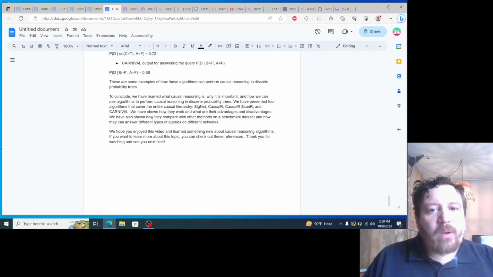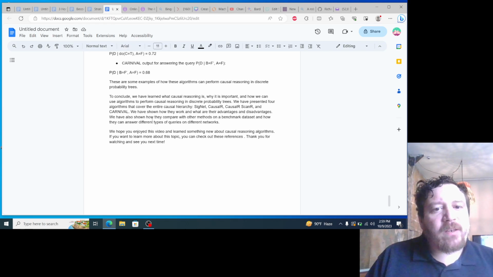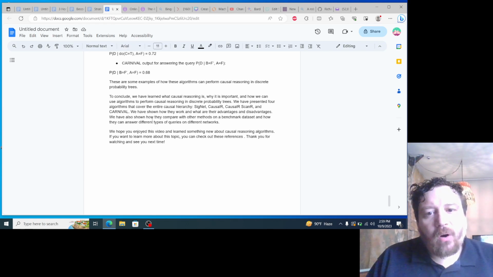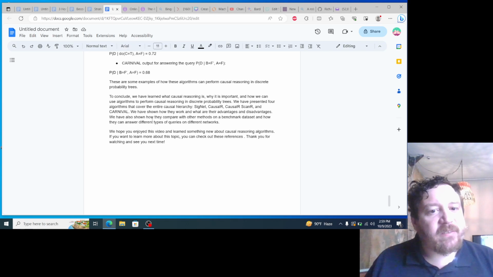To conclude, we've learned what causal reasoning is, why it's important, and how we can use algorithms to perform causal reasoning in discrete probability trees. We've presented 4 algorithms that cover the entire causal hierarchy. We have shown how they work and what their advantages and disadvantages are.